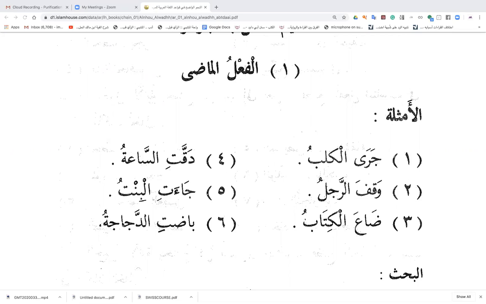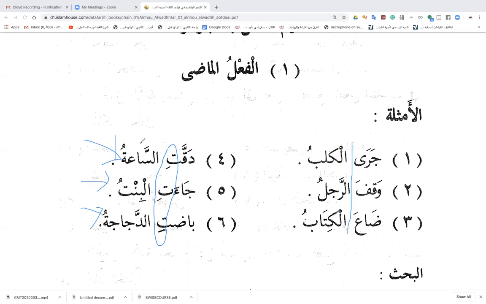And of course, if you pay attention, you're going to notice on this side, these are all male subjects, hence there's no ta. And these are all female subjects, so the fa'il is feminine. See the ta marbuta and the ta? Hence, the verb is going to be the same as its subject. Male subject, male verb. Male subject, male verb. Male subject, male verb. No ta.